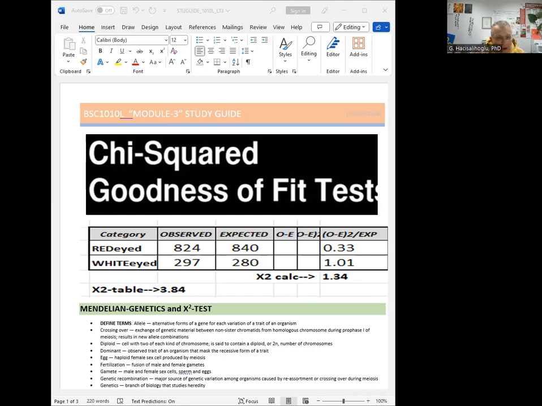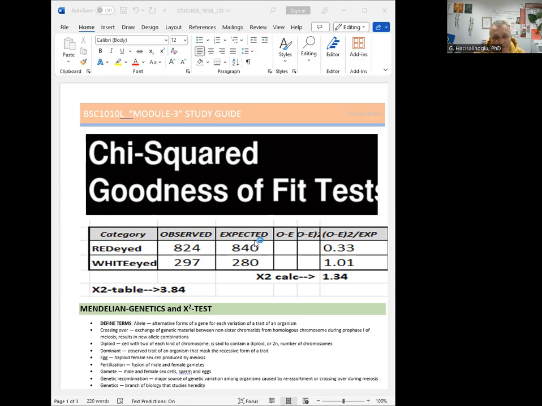Then you are going to have a blank table with 6 columns. The first column is always phenotype. 3:1 in this case may be 3 green to 1 white. So your phenotype is 3 out of 4 green, and that's the first row. Second row, 1 out of 4 white. You put them in the first column. The second column is always given to you: observed numbers. In this case, our numbers are 824 and 297.